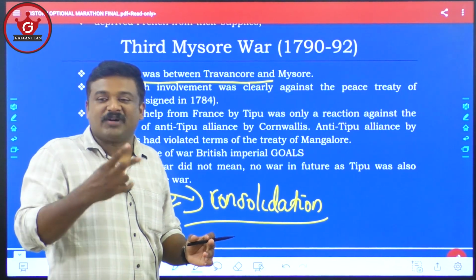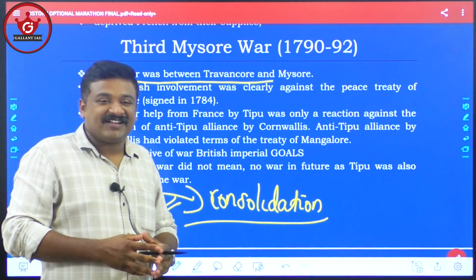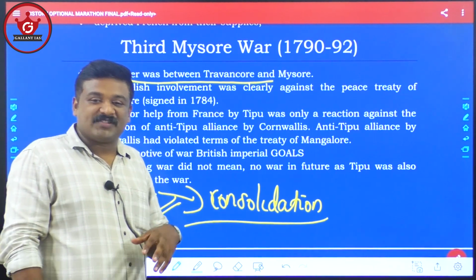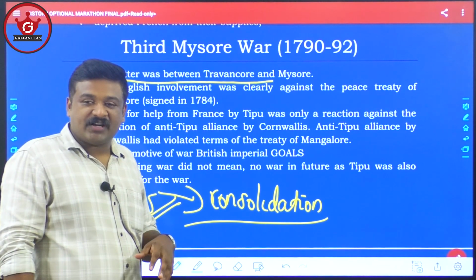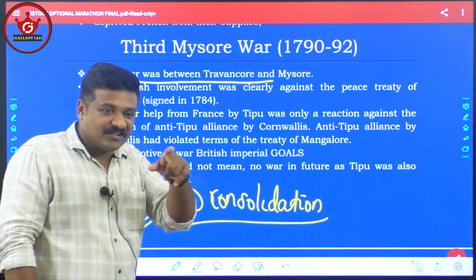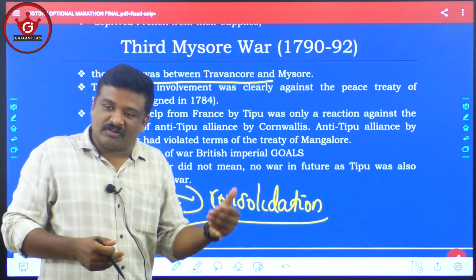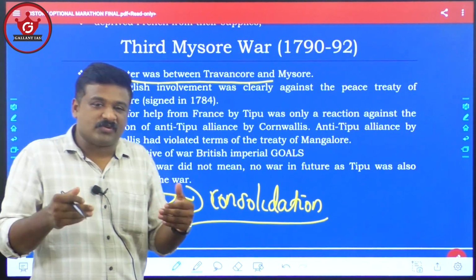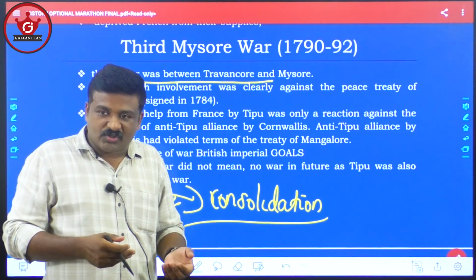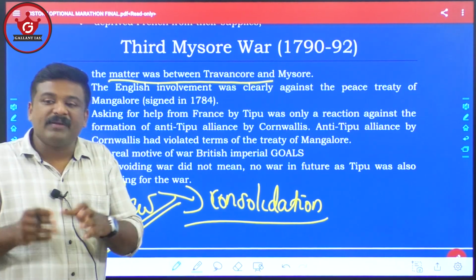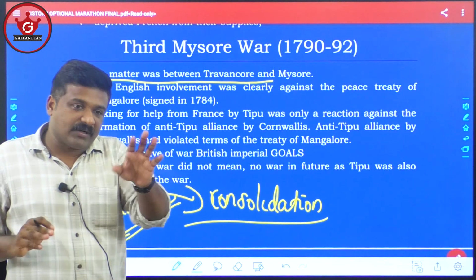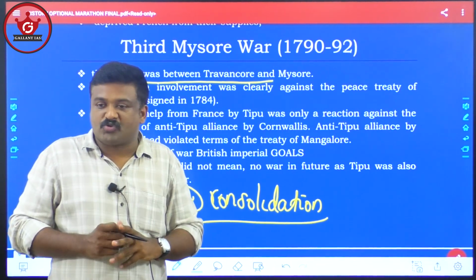Actually, this war is between two guys: one is the Travancore Raja, and on the opposite side, Tipu Sultan. Actually, why the hell did Cornwallis interfere? Actually, this is a war between the Travancore Raja and Tipu Sultan, and Cornwallis has no role to interfere in this. He could have kept silent, and could have said that this is a war between two Indian states. Why should I interfere? Am I right? That is one point of view raised by the historians.